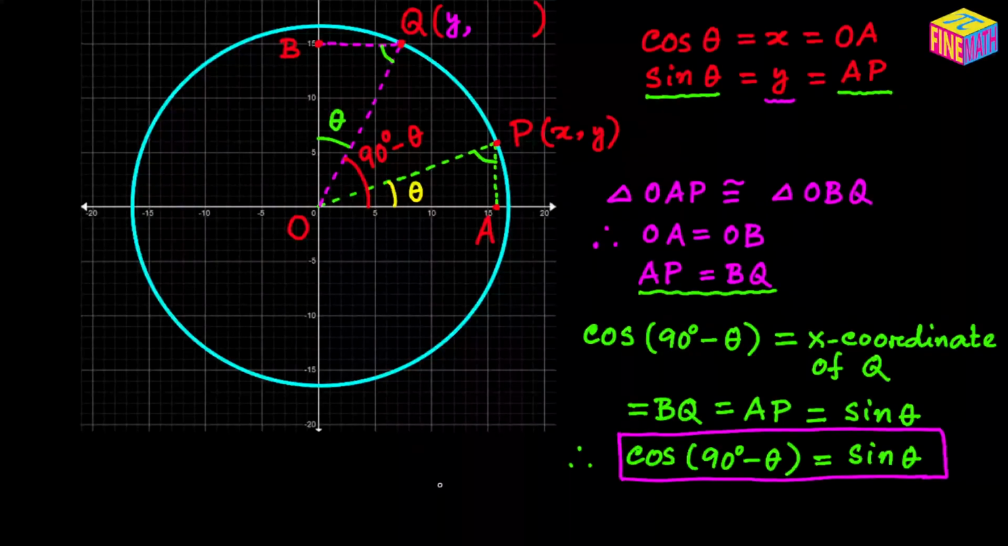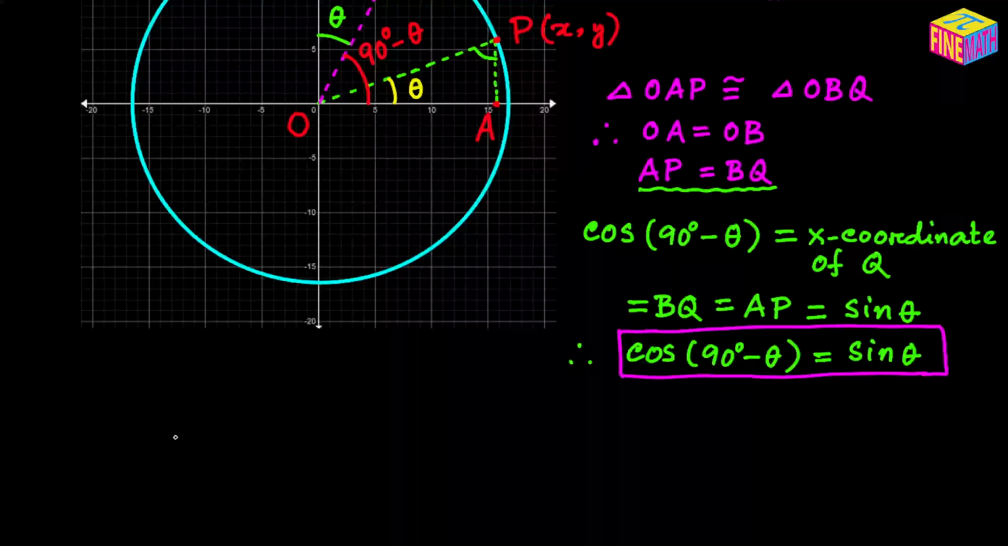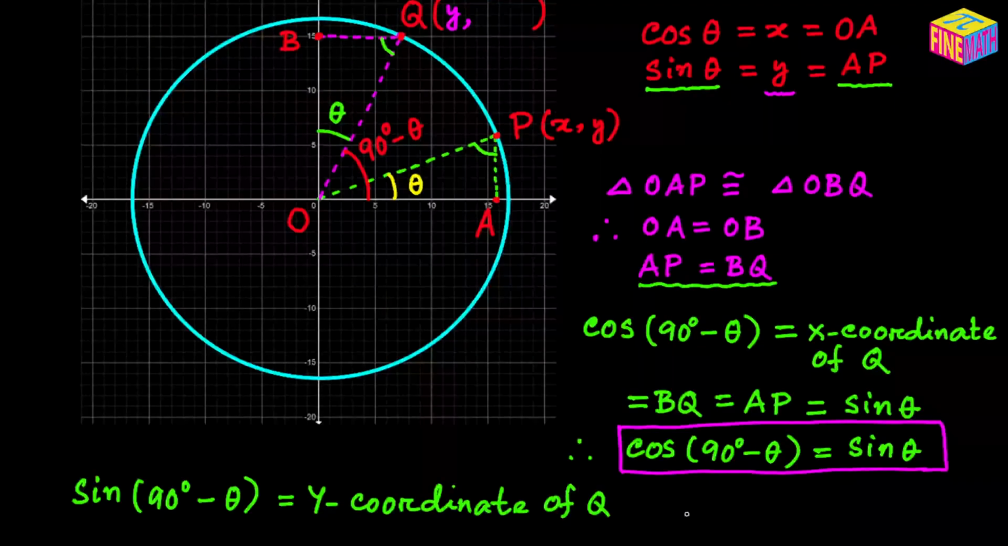And then let's try to find out what would be the y coordinate of Q. The y coordinate of Q obviously will be sine of 90 degree minus theta. And if you look at our diagram, the y coordinate of Q will be actually equal to the length OB. And then again, as you see from the relationship of the two congruent triangles, OB is actually equal to OA. Let me do a green underline right here. So OB is equal to OA.